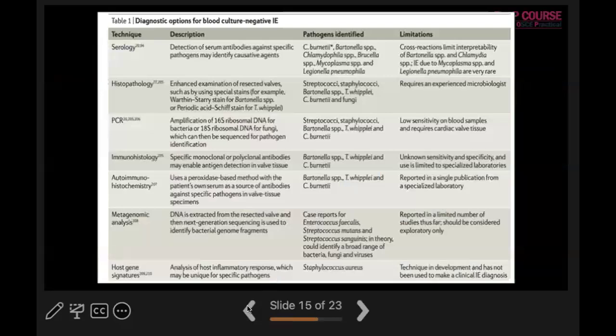And there are other diagnostic options in cases of blood culture negative infective endocarditis. One is the PCR, which we already saw, any nucleic acid amplification technique, or histopathology from the surgery, or serology can be done to detect the antibodies, or immunohistology or immunohistochemistry can be done specifically for Bartonella and Bernete species. And genomic analysis can also be done in cases of culture negative infective endocarditis, which is very rarely done.